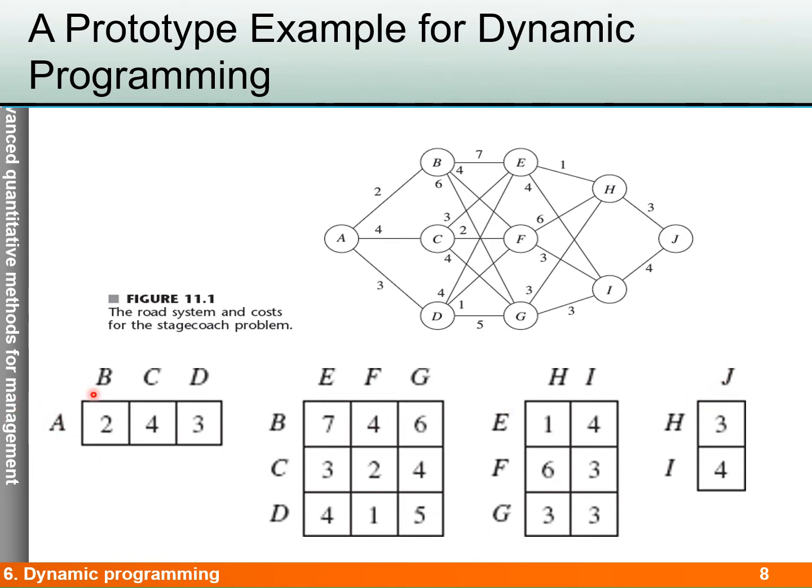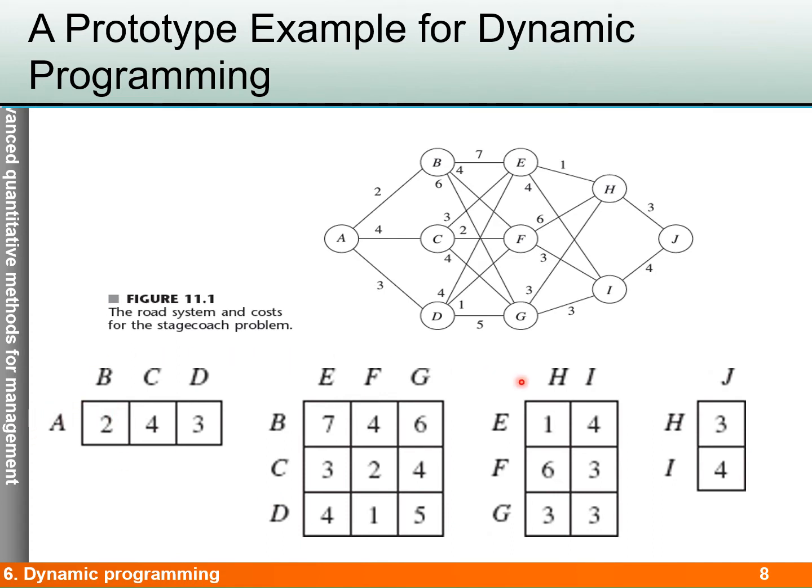As you see here, there are 3 ways from A to B, C, and D with the costs of 2, 4, 3. There are 3 ways from B, C, and D to E, F, and G. Each of them has its costs, and there are 2 ways from E, F, and G to H and I, and finally from H and I to J we have all the costs.